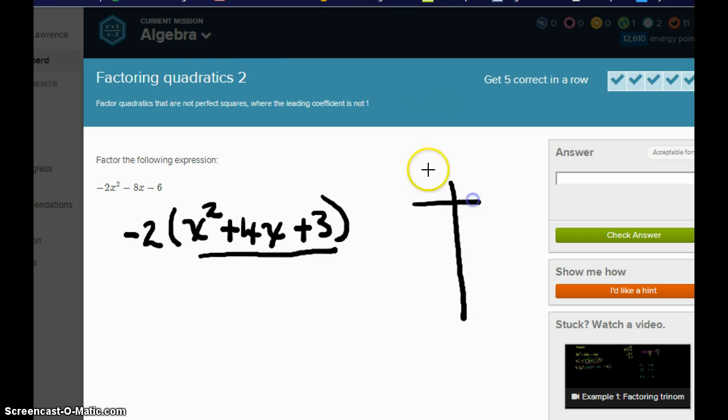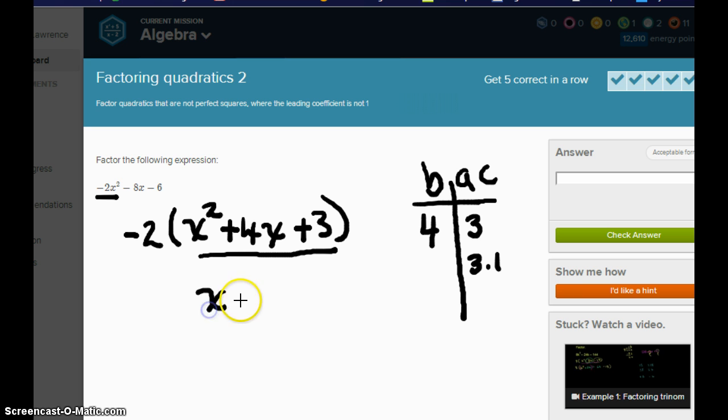Okay, we can still do the B, the A, and the C, but in this particular case, I've reduced my A from a negative 2 back down to a 1. My B is 4, my AC is 3 times 1 is 3, 3 times 1 seems to work, and so now I can do x plus 3 times x plus 1 times the negative 2.